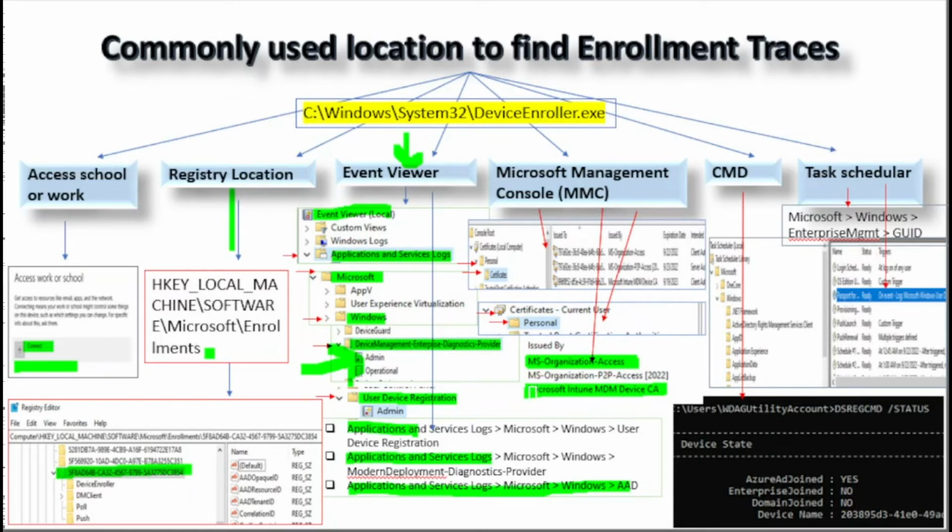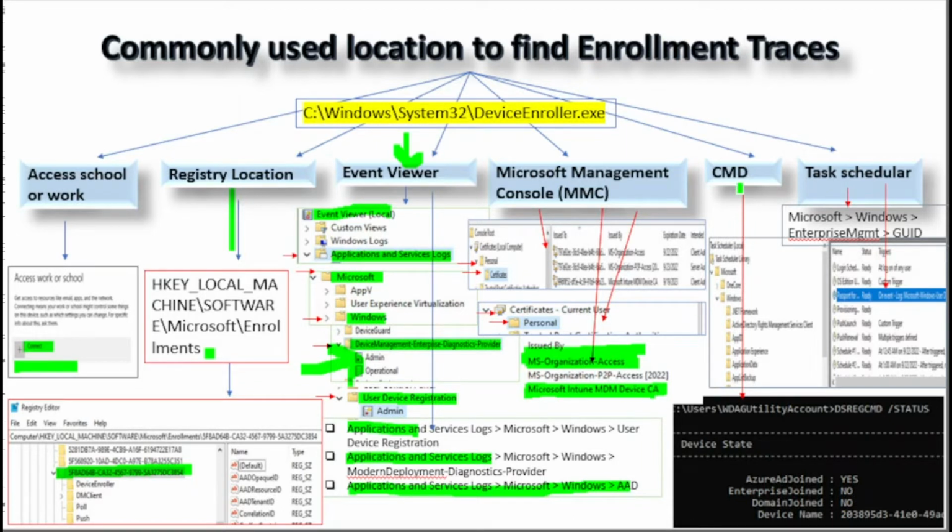Okay, so in case of MS-Organization-Access, the certificate is issued to the Azure AD device ID of that machine. And in case of the Microsoft Intune MDM Device CA certificate, the certificate is issued to the Intune device ID.